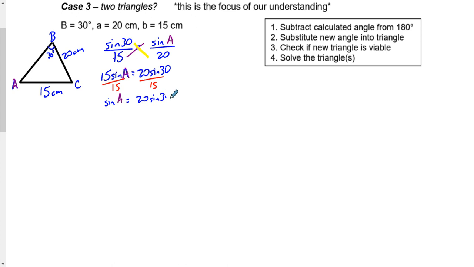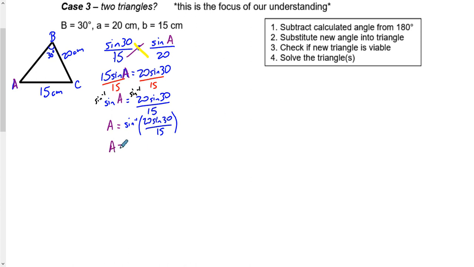Sorry, I just like doing my manipulation. Do my sine inverse. Make sure I do it to both sides. And angle A would then equal sine inverse of 20 multiplied by the sine of 30, divided by 15.